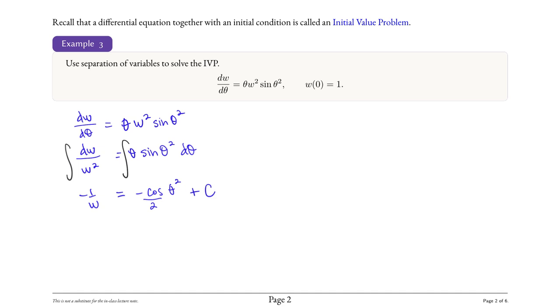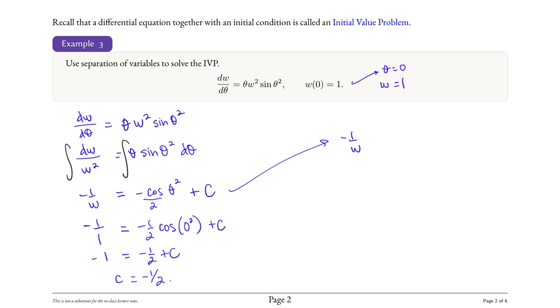The question doesn't ask for a general solution. Given the initial condition, we're going to use this initial condition to isolate w to obtain a particular solution. Minus 1 over w, but w is 1, equals negative 1/2 cosine, but theta is 0, plus c. And that is, when theta is 0, w is 1. We then simplify this to get negative 1 equals negative 1/2 plus c, so c is minus 1/2.